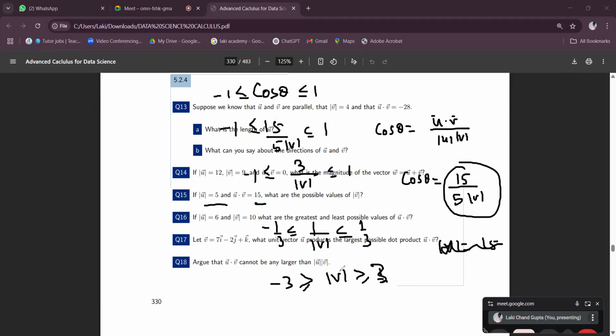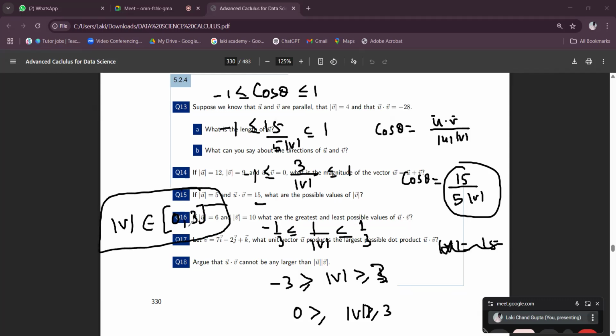But you know modulus is always positive. Modulus is the absolute value, it is never negative. So you can say the lower limit will be 0. The mod value lies from 0 to 3. These are the possible values. It's very tricky, right?